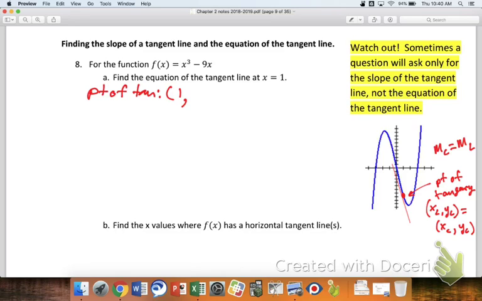I kind of need the y to go with that, don't I? So if I know what x is, but I want to know what y is, how do I do that? Plug it in, do a little input-output. And so I'm going to just use that function up there. So I'll sketch this in up above so I have a little more room down below. f of 1 equals 1 cubed minus 9 times 1, which is negative 8. So my point of tangency is (1, -8).